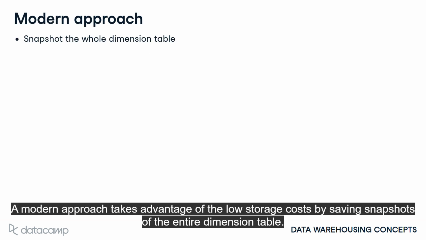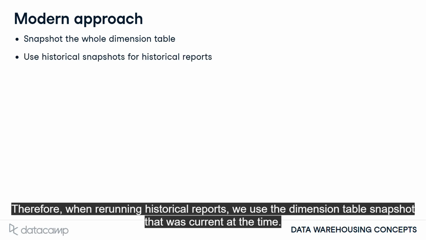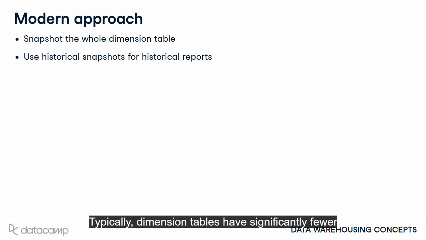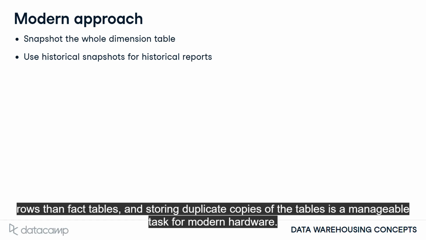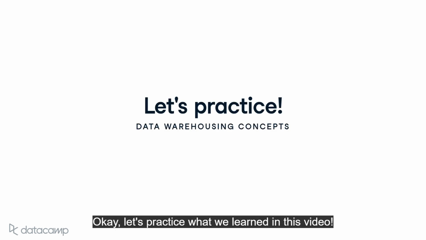A modern approach takes advantage of the low storage costs by saving snapshots of the entire dimensions table. We would update the value of the dimensions table similar to type 1, and the warehouse system stores snapshots of the current state of the dimension table. Therefore, when we run historical reports, we use the dimension snapshot that was current at that time. Typically, dimension tables have significantly fewer rows than fact tables, and storing duplicate copies of tables is a manageable task for modern hardware. Okay, let's practice.